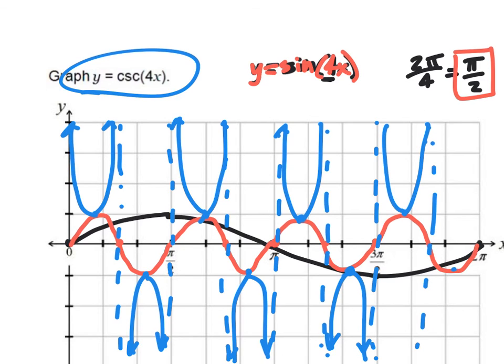And so, what you want to do, always try this on paper, but Desmos is your friend.